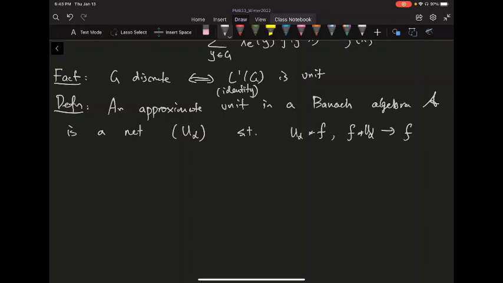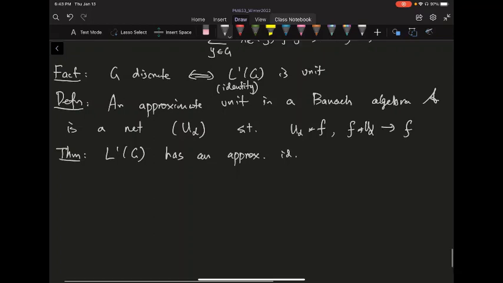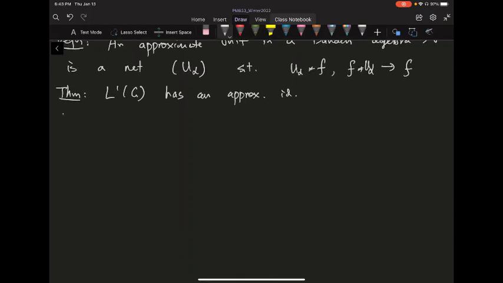All right, so here's the theorem I want to prove. The main theorem is that the L1 of G actually always has an approximate identity, or approximate unit.